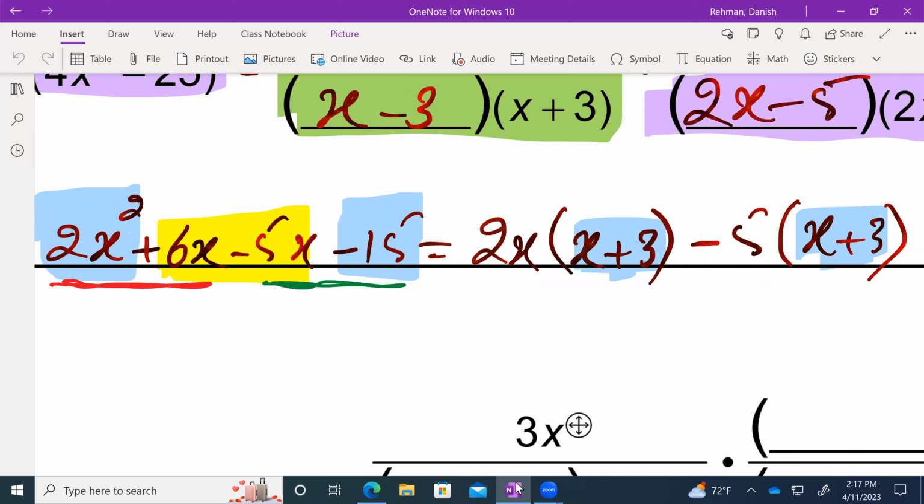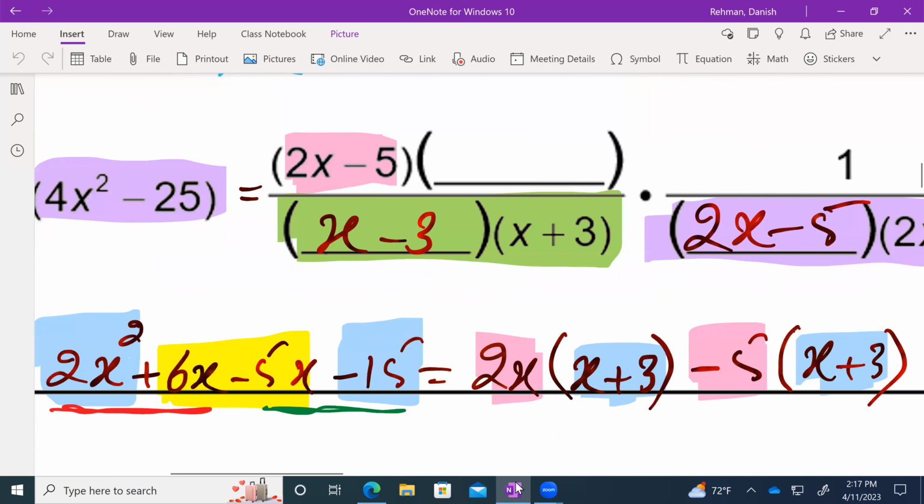Now, let's connect it. Connect it to what? I have this 2x minus 5 already mentioned there on top. This 2x minus 5 is already mentioned there. Okay? So this 2x minus 5 is there. What's missing then? We are just missing x plus 3, and that's what I will place here. So we are done with the factoring.